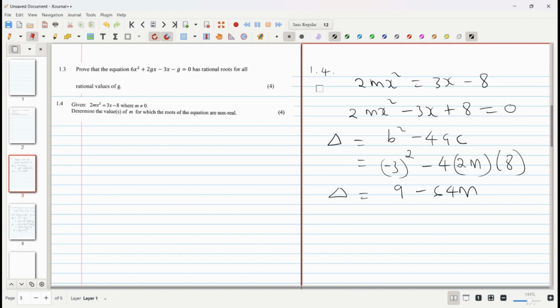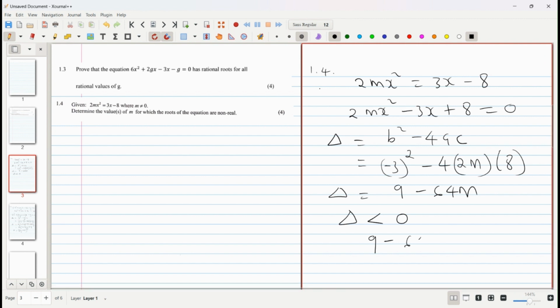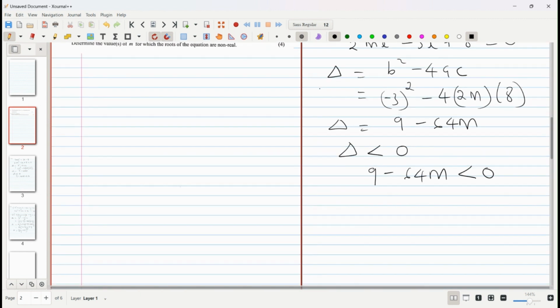So we said for the values of m for which the roots of the equation are non-real, the discriminant has to be less than 0. What does this mean? We have the discriminant, which is 9 minus 64m. So this discriminant has to be less than 0. So now we just need to solve this inequality.